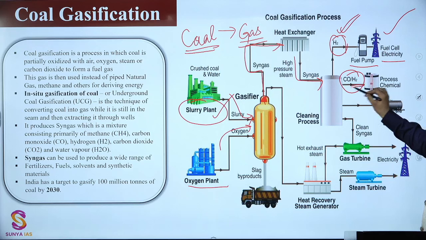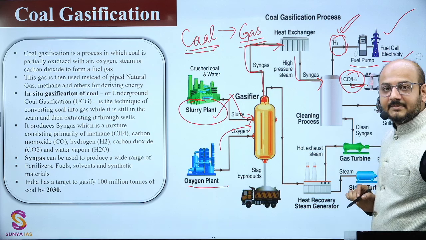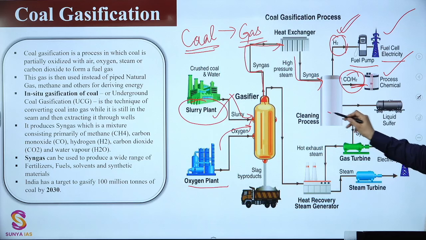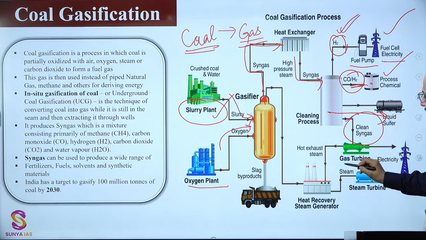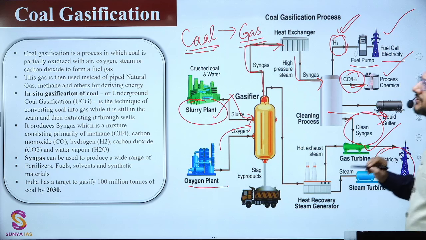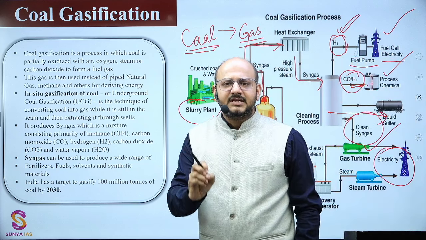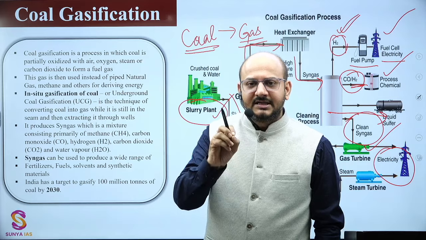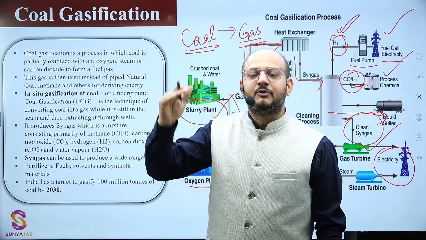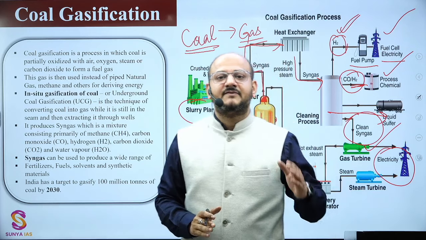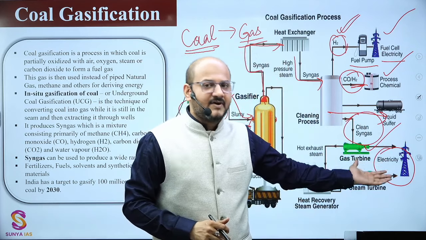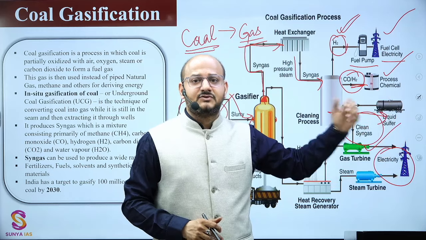Carbon monoxide or hydrogen can be used in process chemicals. Liquid sulfur and clean syngas can be used at different places, such as electricity generation. Whatever the uses of coal, not just the heat but also the different byproducts of the syngas can be utilized in different processes for the manufacturing of ammonia and different industrial products.